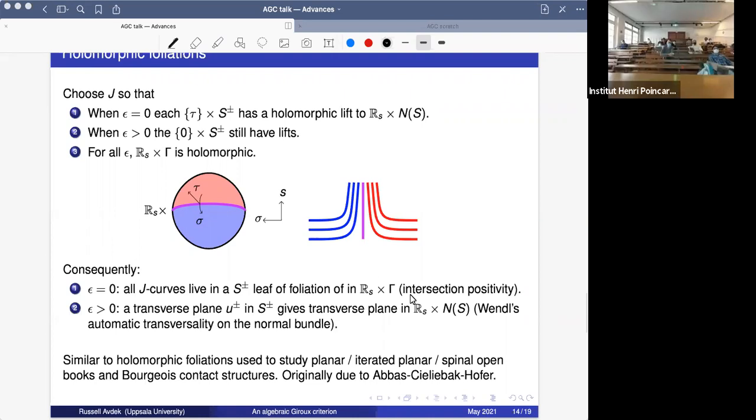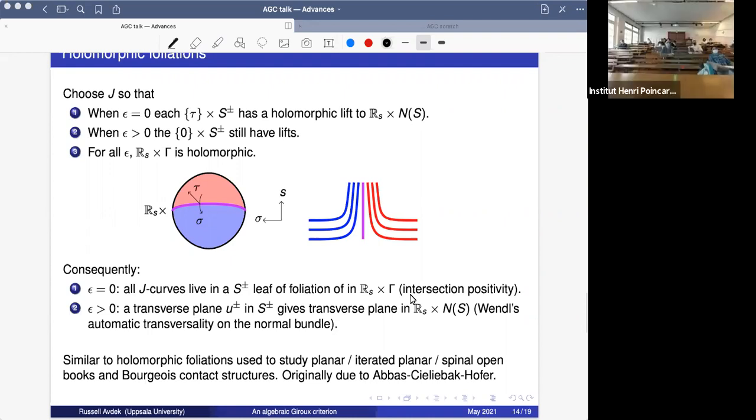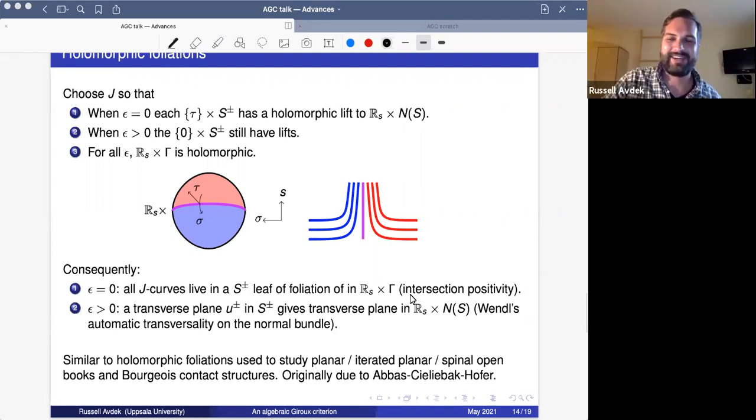When you say transverse plane, you mean a holomorphic plane so that the linearization of D bar is transverse? Yes, exactly. Sorry, I should have been more verbose. So when I say a holomorphic curve is transverse, that means its linearized operator is transversely cut out, or it's surjective. Just wanted to make sure you didn't mean that the plane itself is transverse to anything. Yeah, sorry, that's fine.